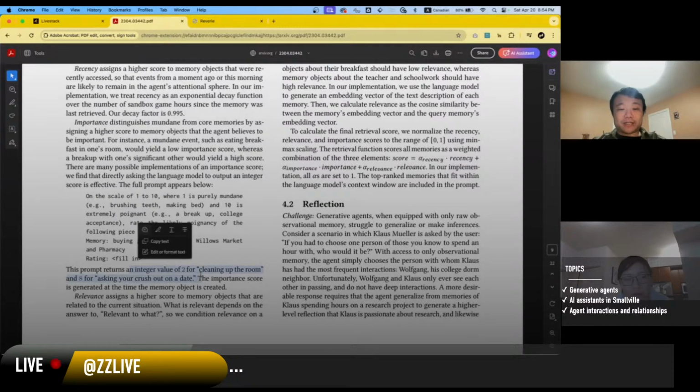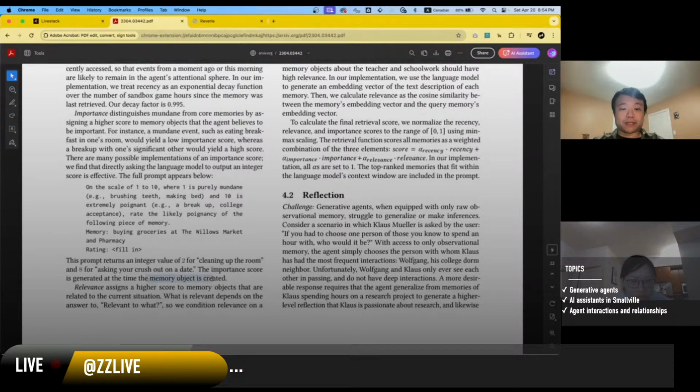The prompt returns the integer value 2 for cleaning up the room and 8 for asking a crush out on a date. The importance score is generated at the time the memory object is created. Huh. Oh, okay. Yeah, this is global, universal, sort of. It is created for every single memory. Right.